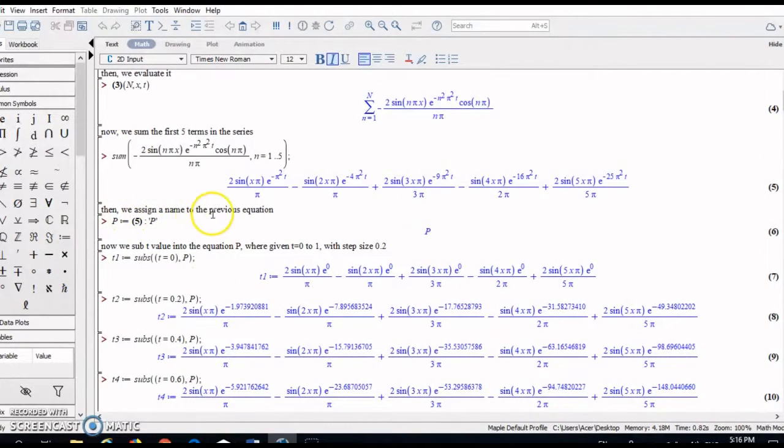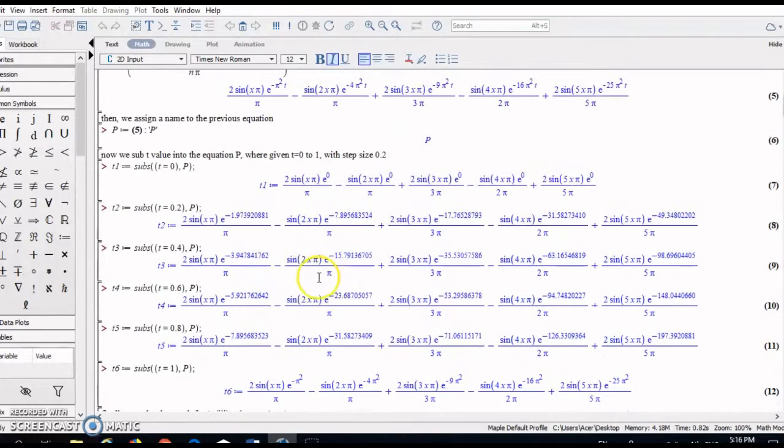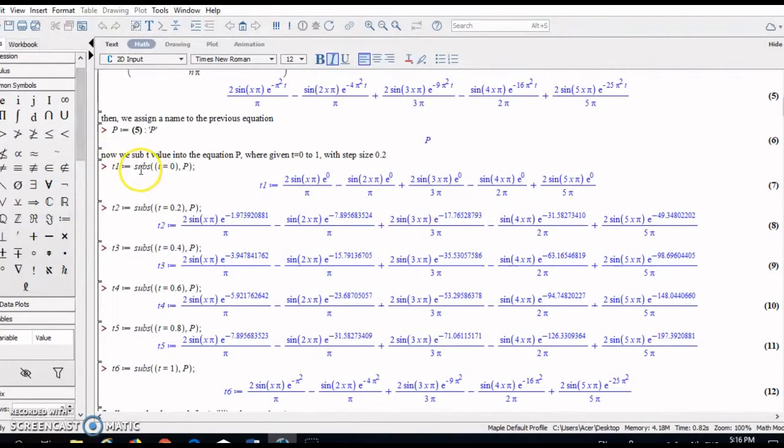Then we will assign a name to the previous equation, which is this one. We assign it to p. And then we will sub the t value into the equation p, where t is given from 0 to 1 with step size 0.2. So we use t1 equals to sub t equals 0 into the function p, and then we repeat this step until t equals 1, with t equals 0.2, 0.4, 0.6, 0.8, and 1.